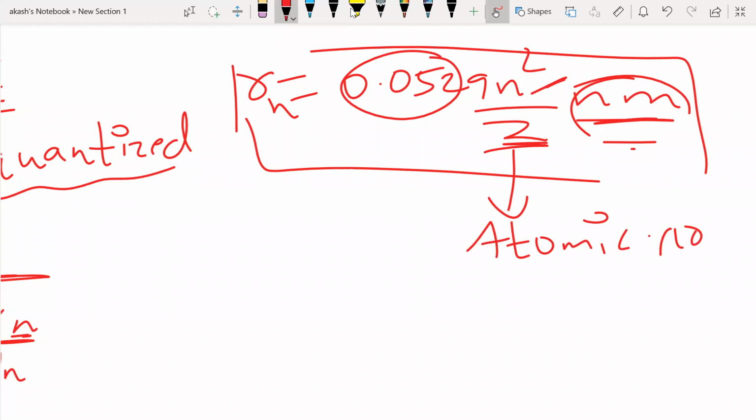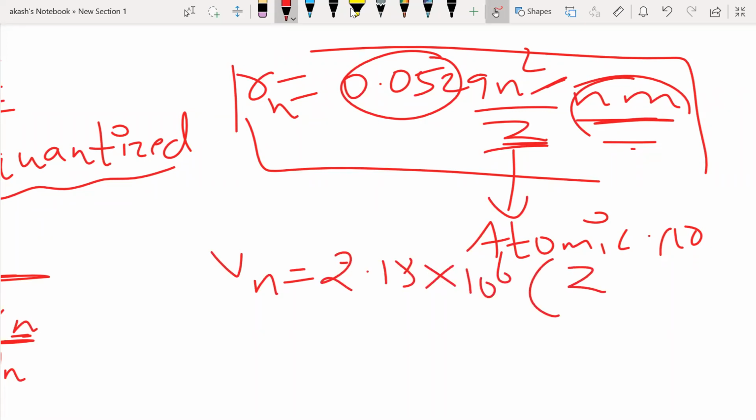Next, the velocity of the electron in the nth orbit would be 2.18 into 10 to the power 6 Z divided by n. Again, Z is the atomic number, n is the stationary orbit number. This is 2.18. So that is the velocity.